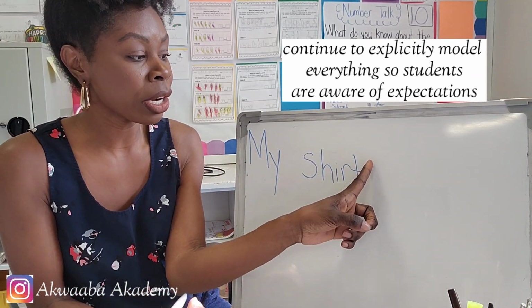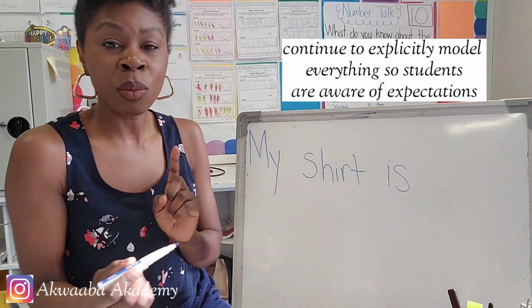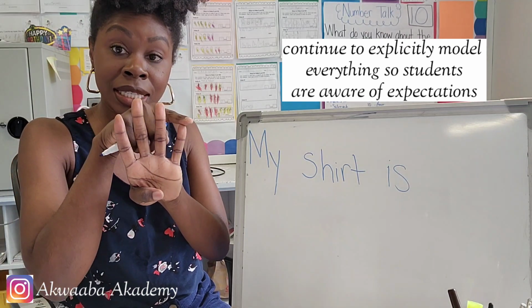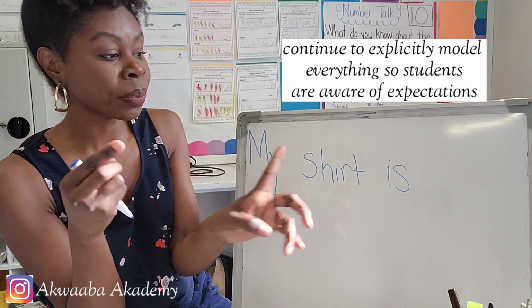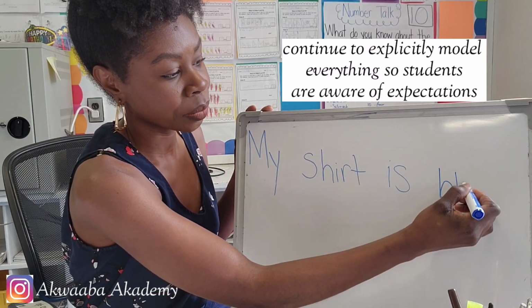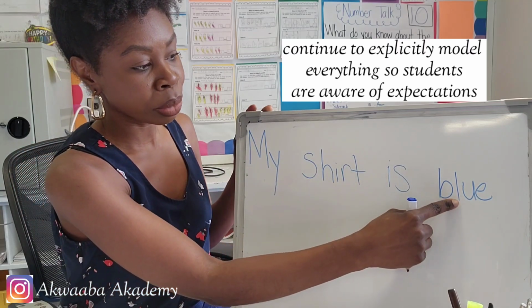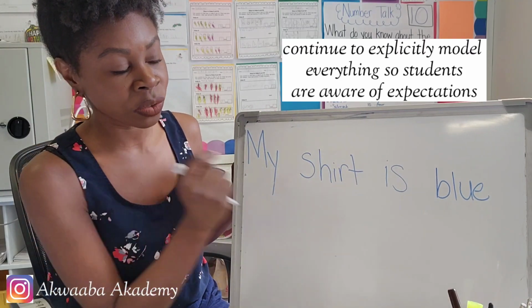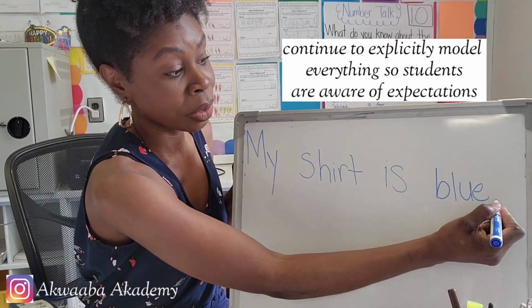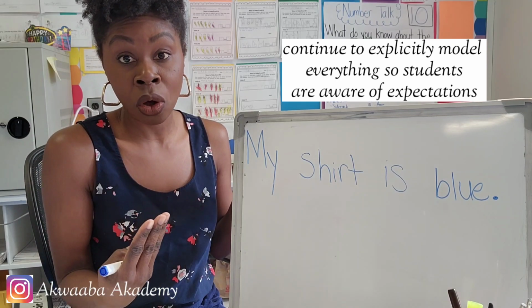That means I need to do another finger space. Is. And what's the last word in my sentence? My shirt is blue. That's right. I put a finger space and then I write that last word. Okay, so now my shirt is blue. Oh my, I almost forgot my ending punctuation. I'm going to go ahead and put a period there to wrap this up. So that has to be explicitly taught as well.